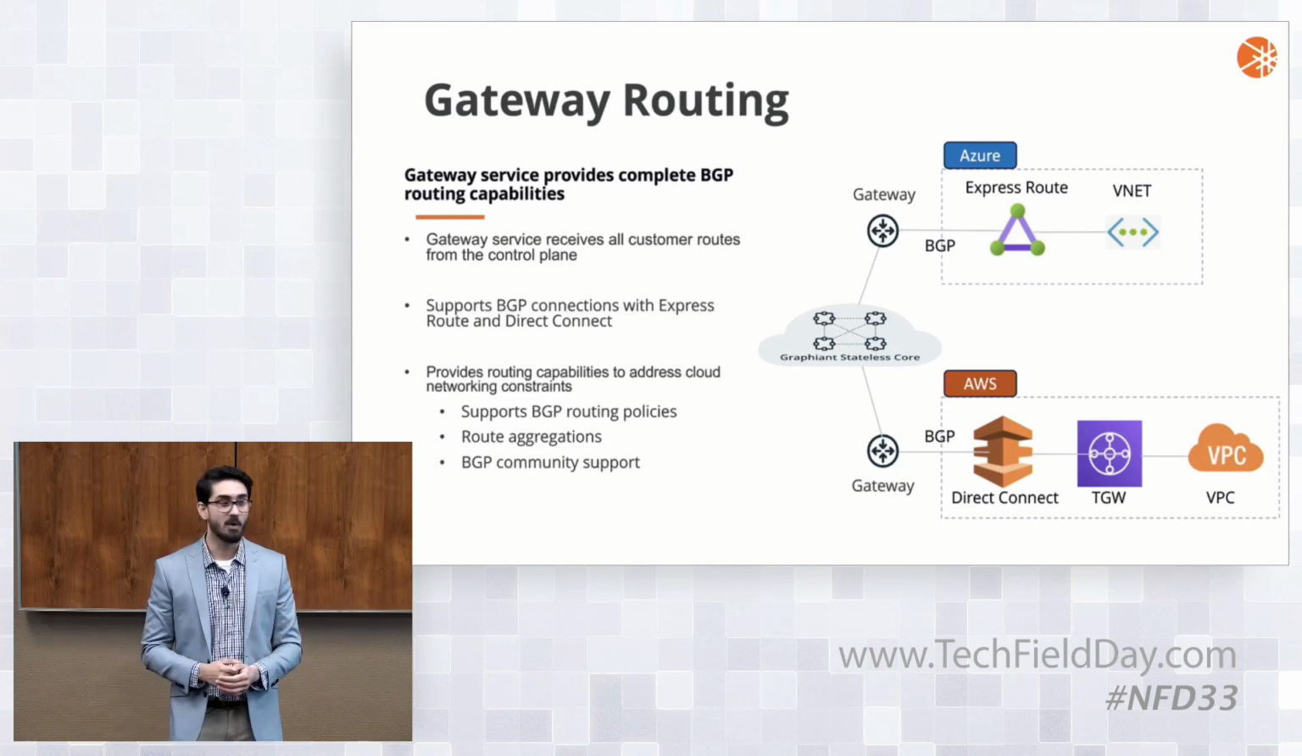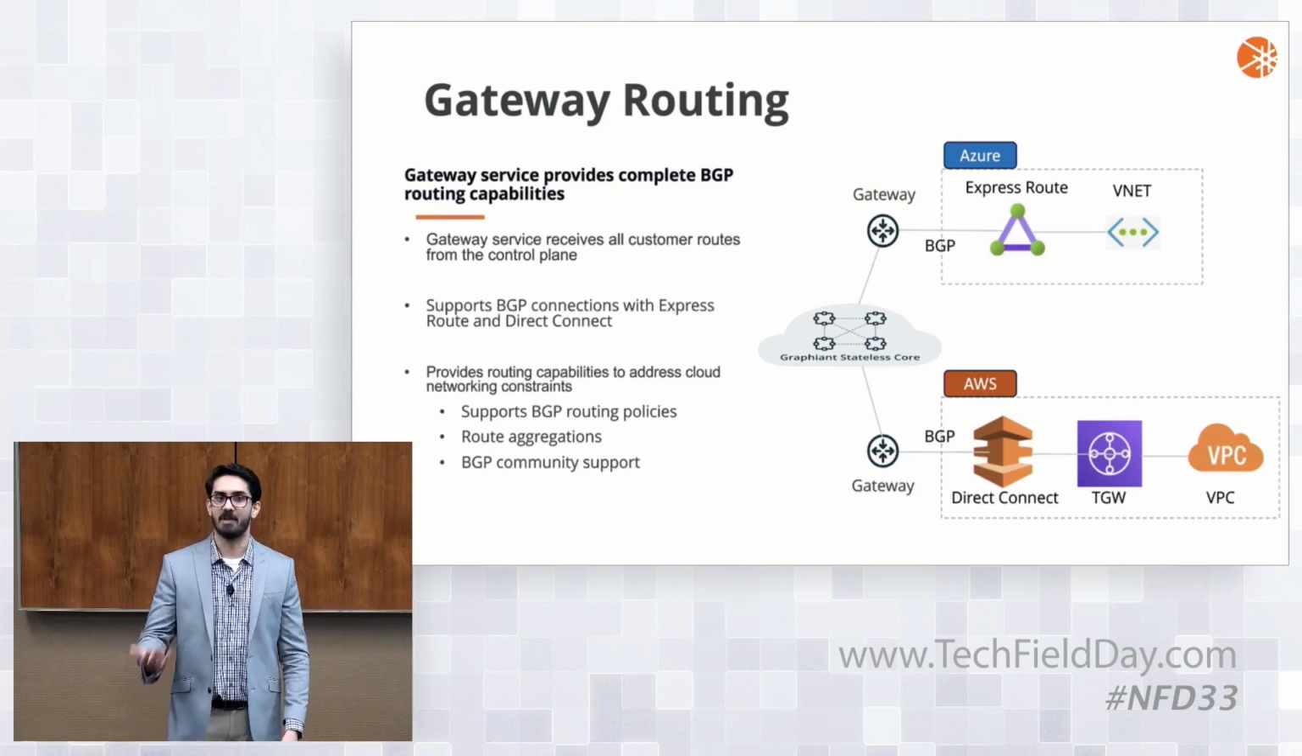Plus, most of these private connections into the public cloud don't support more than 100 prefixes. So if you're using V6, no one supports more than 100 prefixes. That's where route aggregation and other capabilities become very important.